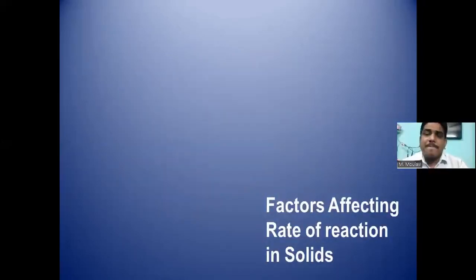Now, we will look at the important topic of solid state reaction, which is the factors affecting the rate of reaction in solid. The first factor is the size of particle and the surface area.